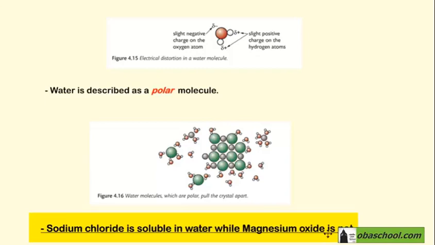Why is MgO insoluble in water? This is because the forces between the magnesium ion and the oxygen ion are strong, so water can't break those strong bonds, unlike the case in sodium chloride, NaCl.